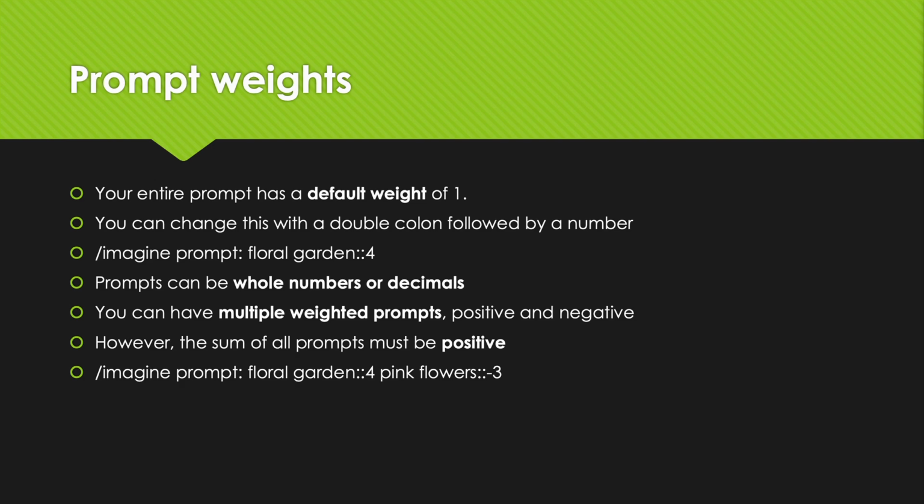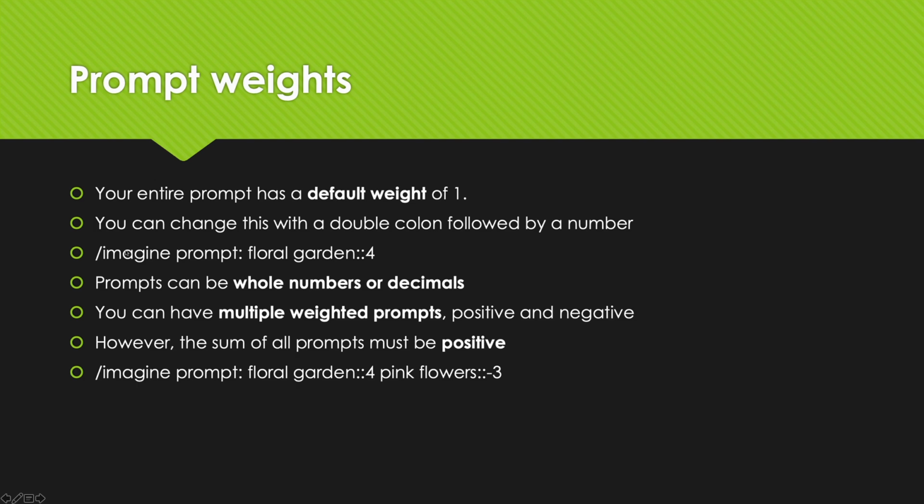So you can change this, and you can have multiple prompts within one prompt with a double colon followed by a number. For example, the prompt here is floral garden double colon 4. The prompt weights can be whole numbers or decimals, and they can be positive or negative. And you can have multiple weighted prompts, positive and negative.